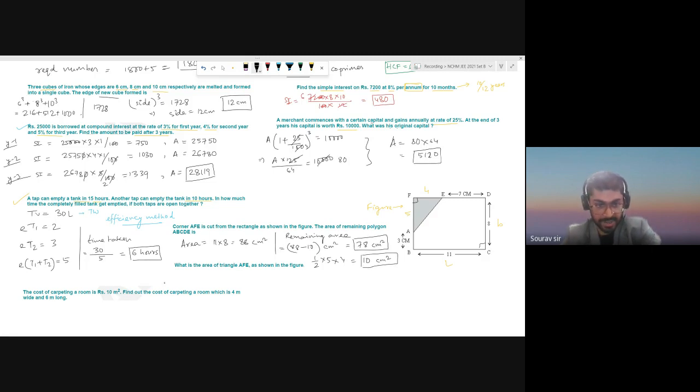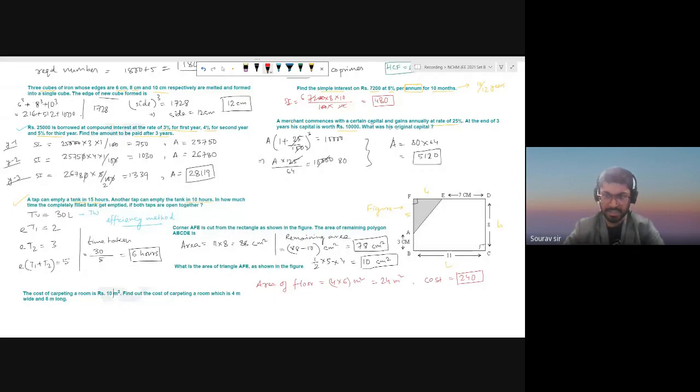The cost of carpeting a room is rupees 10 per meter square. Find out the cost of carpeting a room 4 meter wide and 6 meter long. Easy sum. Area of room, area of floor basically. You don't carpet the entire room, right? 4 into 6. So this is 24 meters square. Cost is 10 per meter square. So total cost is 24 into 10, which is 240. That is the answer.